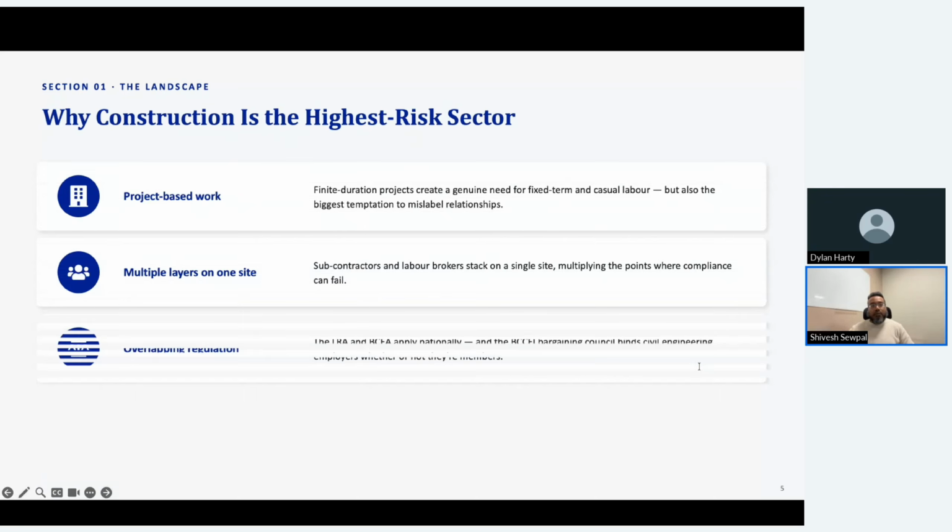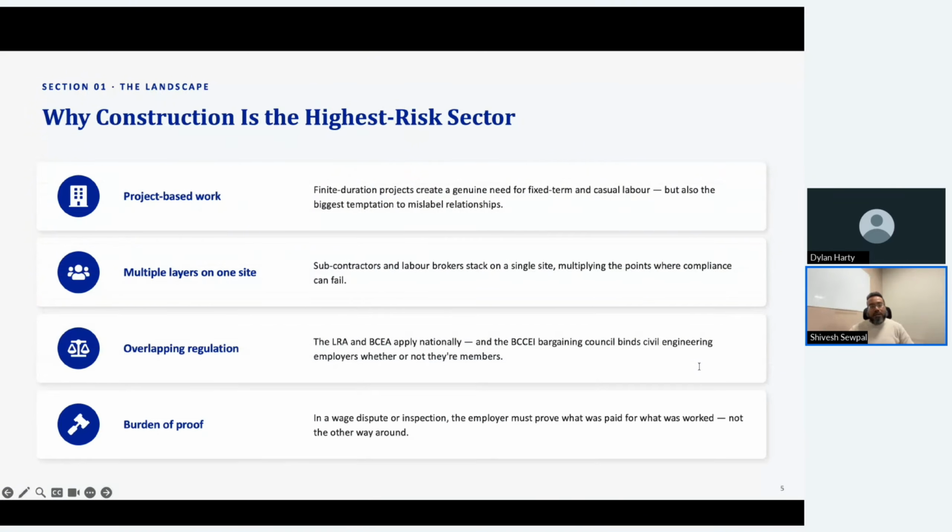There are 4 reasons I see construction as one of the highest risk sectors from a compliance perspective. First, project-based work. Construction businesses often genuinely need short-term labor, project labor, replacement labor, and flexible labor. That is lawful. The problem is that this same commercial reality also creates the temptation to mislabel workers to avoid statutory obligations. Second, multiple layers on one site.